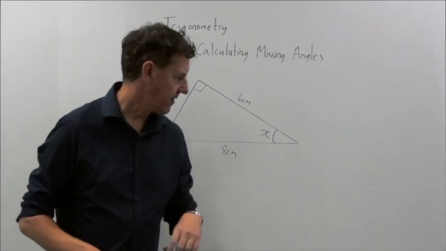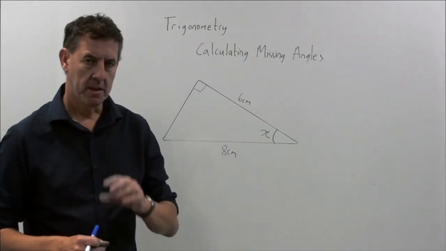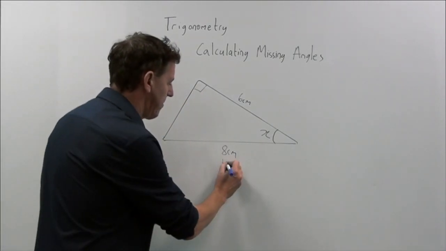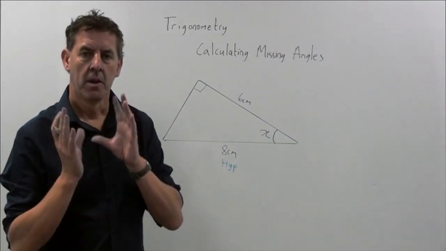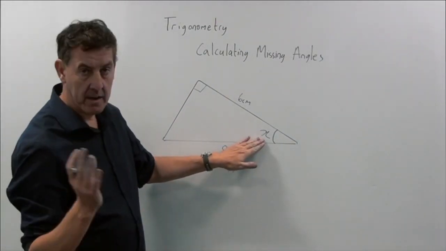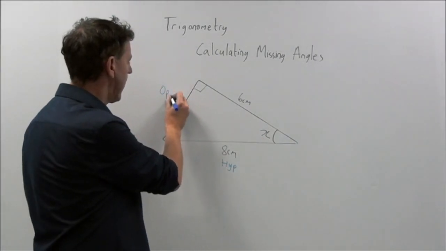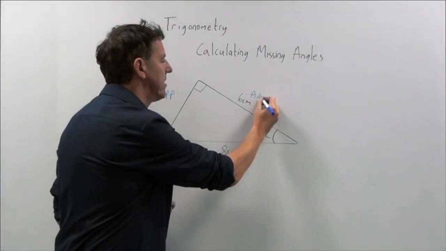Okay, let's look at this final question on calculating a missing angle. Technique again, as always: label the triangle correctly. Go to the right angle and label the hypotenuse, the side that is opposite the right angle. Go to the angle you're trying to calculate, angle X in this particular case, and label the side that is opposite that angle. That leaves me with the remaining side, which is the adjacent side.